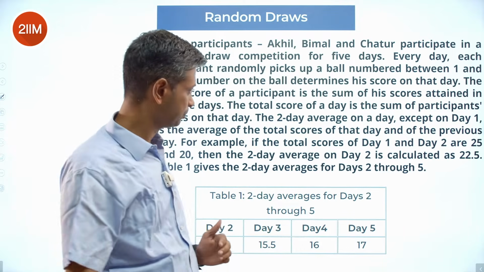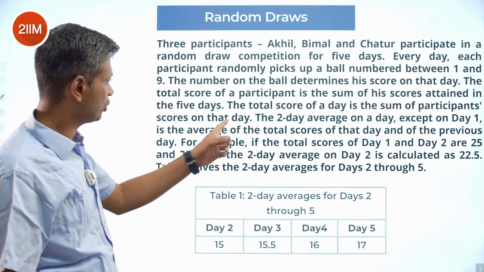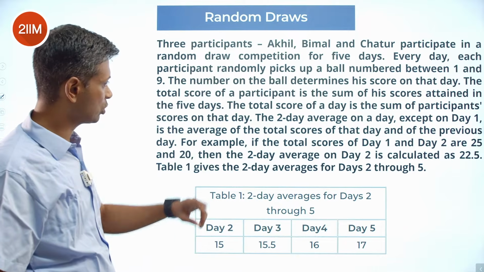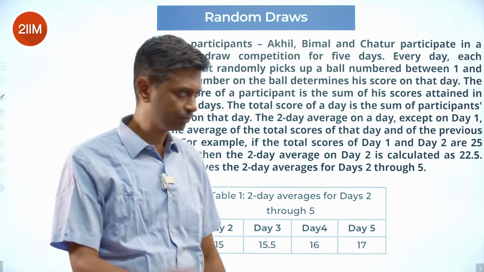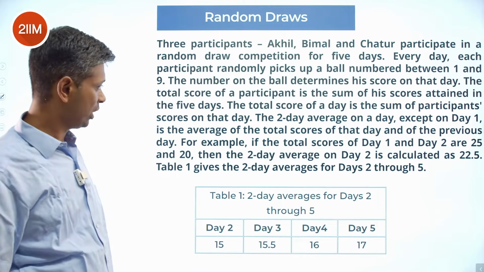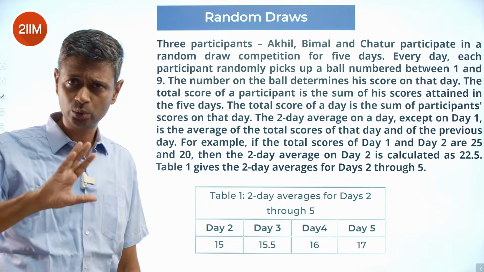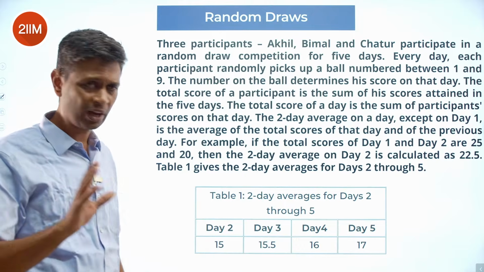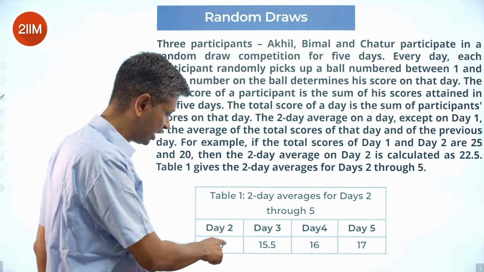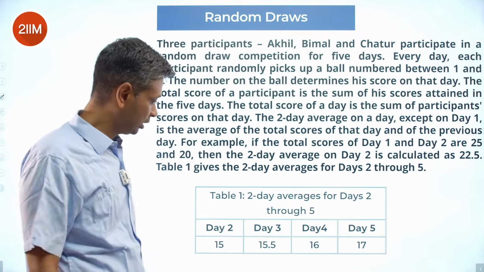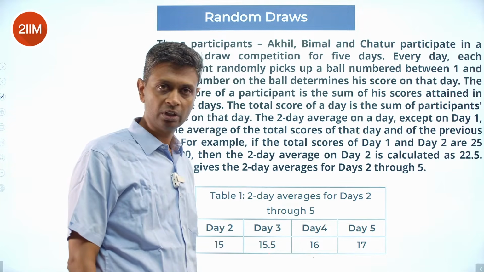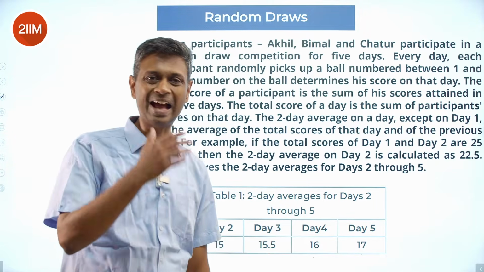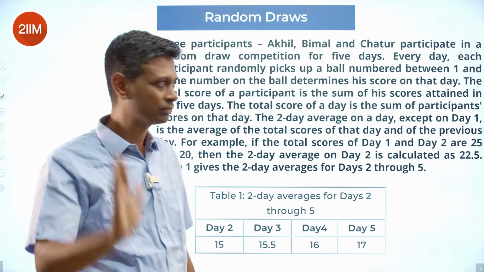That's not possible. So for example, if the total scores on day 1 and day 2 are 25 and 20, the 2-day average on day 2 is 22.5. Table 1 gives the 2-day averages for days 2 through to 5. We won't have a 2-day average for day 1. So day 1 plus day 2 is 30, day 2 plus day 3 is 31, day 3 plus day 4 is 32, day 4 plus day 5 is 34. This is the average, so the total will be twice of this.